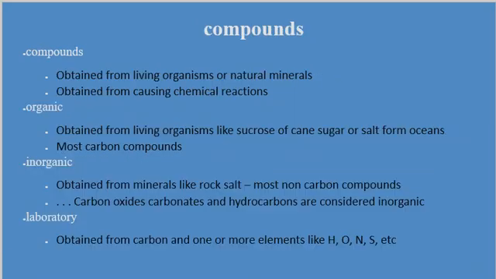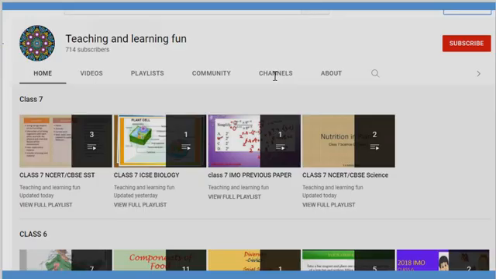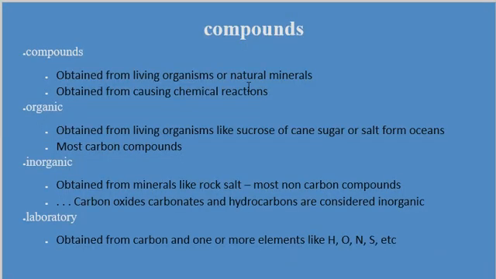Now we have seen what compounds are. Compounds can be obtained from living organisms or natural minerals, or obtained from causing a chemical reaction. Water is natural. So water is a natural compound. Sometimes it is caused by chemical reaction. Sodium chloride we can form by having sodium and chlorine transfer one electron. What is organic compound? Obtained from living organisms like sucrose of the cane sugar or salt from the ocean.